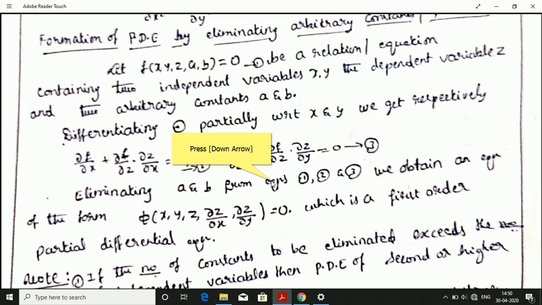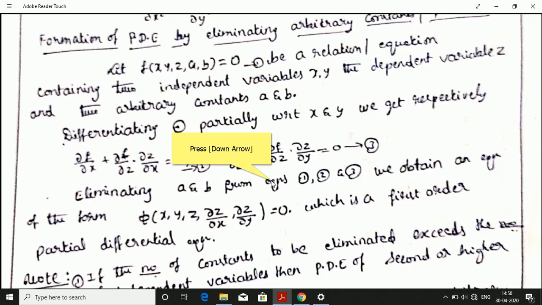Now eliminate a and b using equations 1, 2 and 3. After elimination of a and b from 1 to 3, we obtain a relation of the form phi of x comma y comma z comma del z by del x comma del z by del y is equal to 0, which is the required partial differential equation.